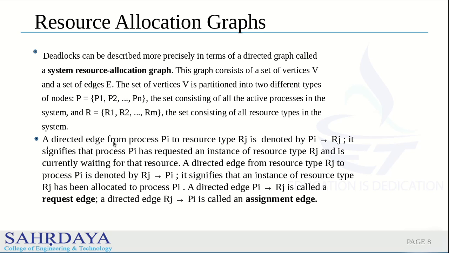A directed edge from process Pi to resource type Rj is denoted by Pi to Rj. It signifies that process Pi has requested an instance of resource type Rj and is currently waiting for that resource. A directed edge from resource type Rj to process Pi is denoted by Rj to Pi. It signifies that an instance of resource type Rj has been allocated to process Pi. A directed edge Pi to Rj is called a request edge. A directed edge Rj to Pi is called an assignment edge.